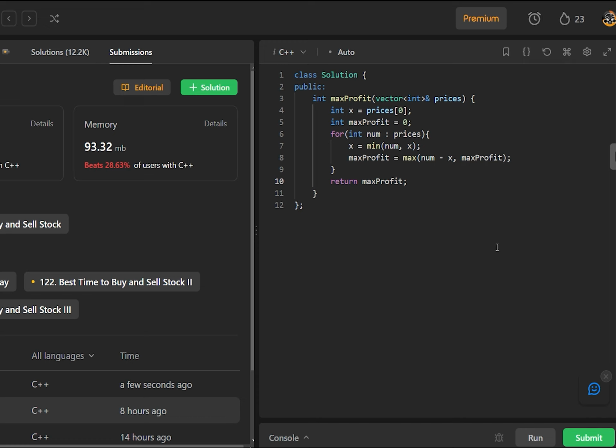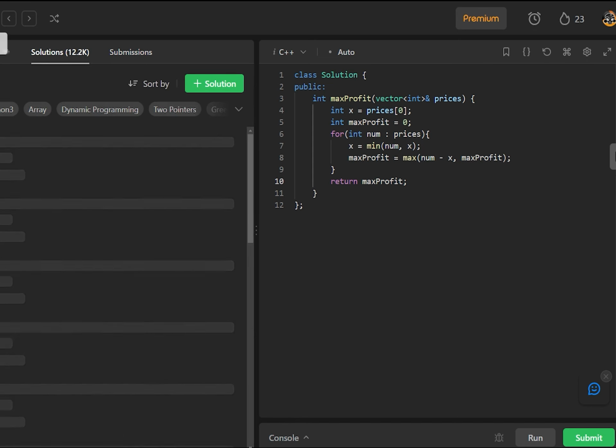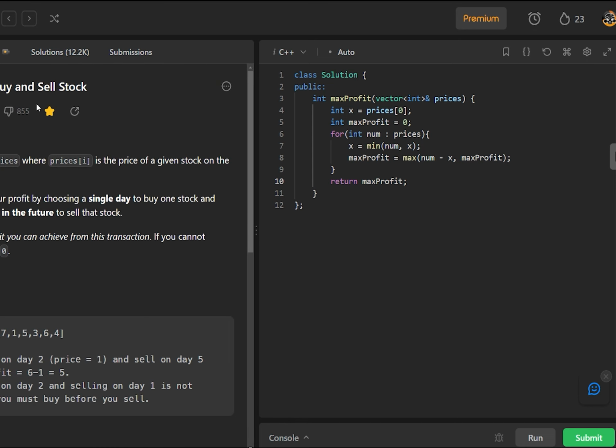And hey, not too bad. So that's our solution for the best time to buy and sell stocks.